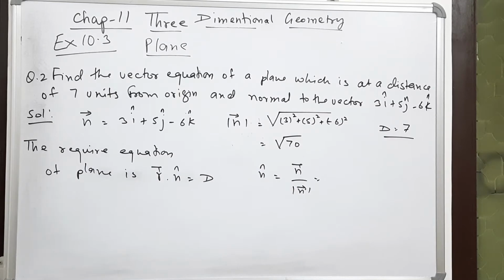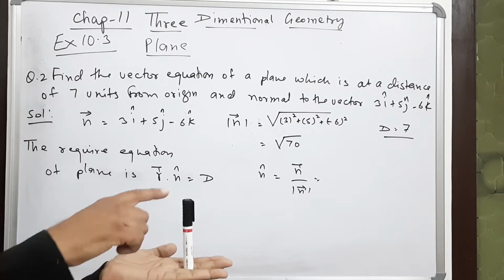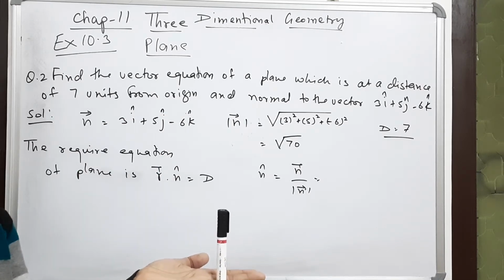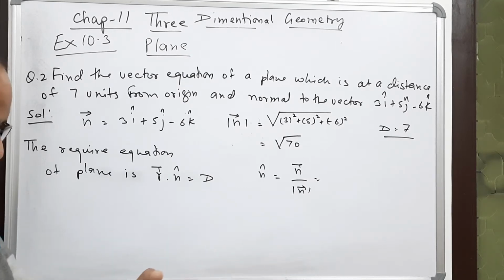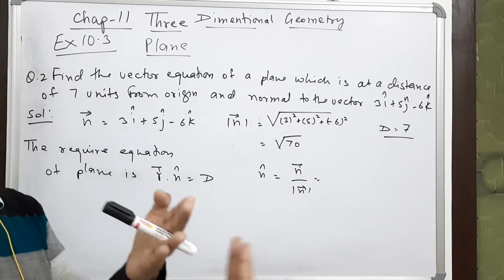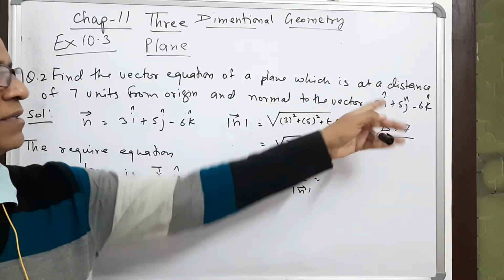See, we study the plane with the help of its normal only. That is, for every plane there is a line which is perpendicular, and all the lines which are perpendicular to this plane have the same direction. So we want to find the equation of the plane. Now see, if I take the coordinates of the origin, then the distance of the plane from the origin is 7 units and the direction of the normal is this one.